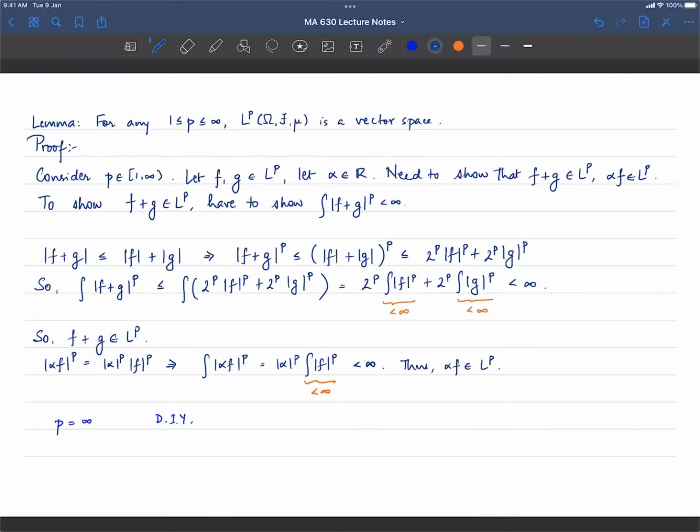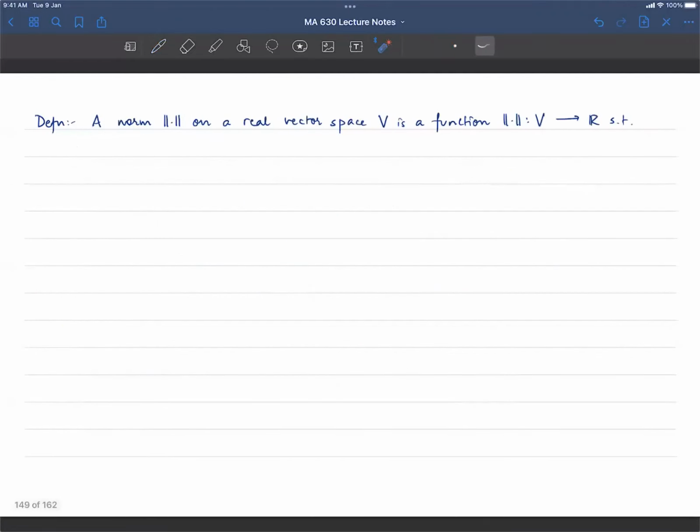Any questions with this? All right, the p equals infinity case, I'm leaving it to you to fill in the details. If you have some trouble, we can talk about it. Now, another thing I want to remind you of is what a norm is. Basically, a norm is another word for length. You have seen this before. These are just definitions from linear algebra or functional analysis, however you want to think of it.